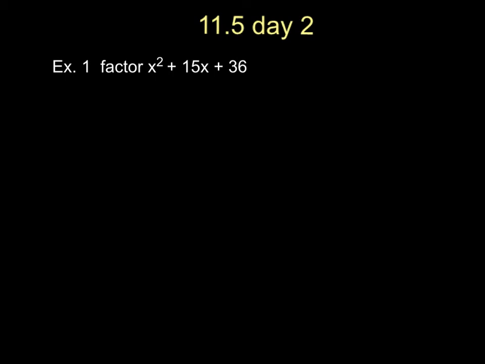Okay, we just want to look at a few more examples of factoring these quadratic trinomials. In example 1, we've got x squared plus 15x plus 36. Remember, what we're thinking in our head is we're looking for factors of 36 that are going to add up to 15. So I'm thinking about factors of 36: 1 and 36.